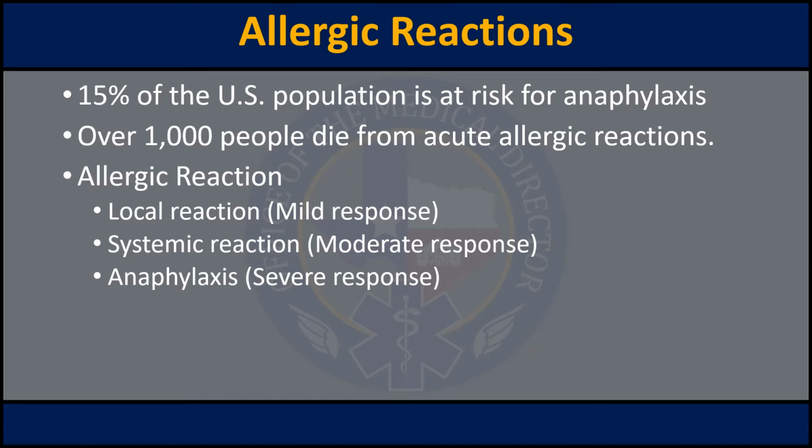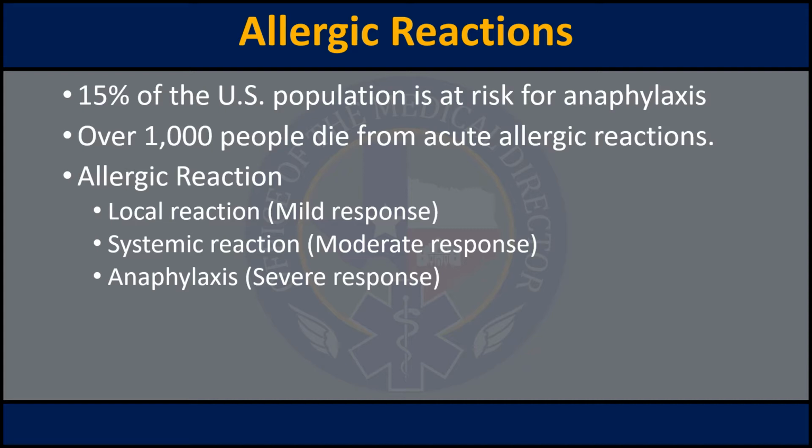Allergic reaction is defined as an abnormal immune response the body develops when a person has been previously exposed or sensitized to a substance or allergen. A person may have three different types of responses. The first one is a local response, otherwise known as a mild response. The body limits its response to a specific area, for example, swelling at a sting site.